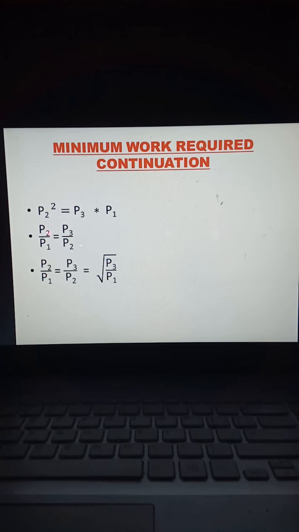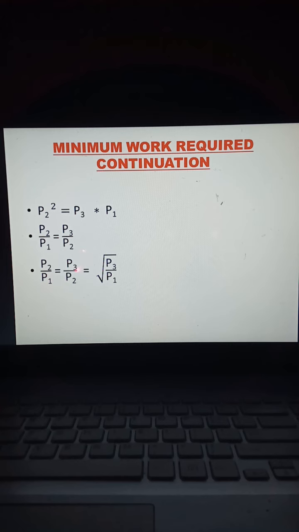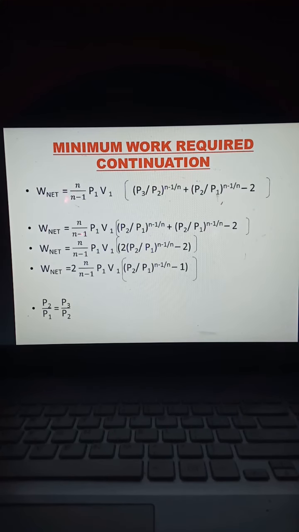Right. So after dividing these two equations with P1, I can get an equation like this: P2 divided by P1 is equal to P3 divided by P2 is equal to root of P3 divided by P1. So this equation I can rearrange into these two equations. So I have the formula for work done.